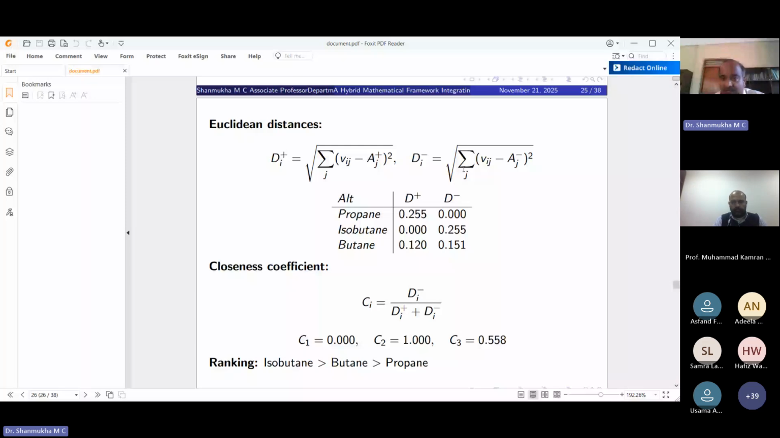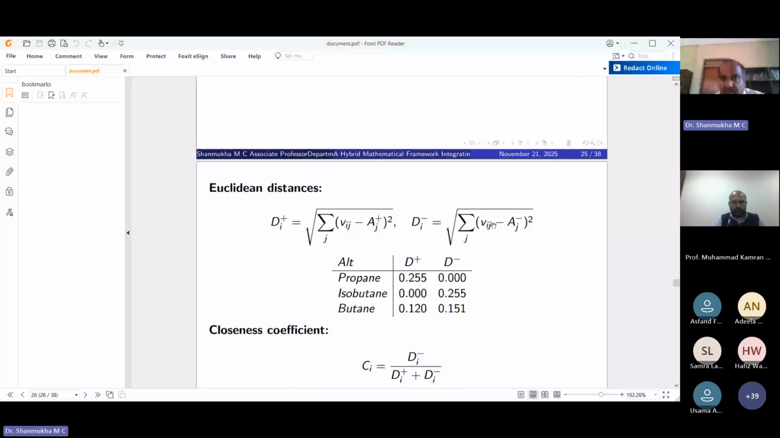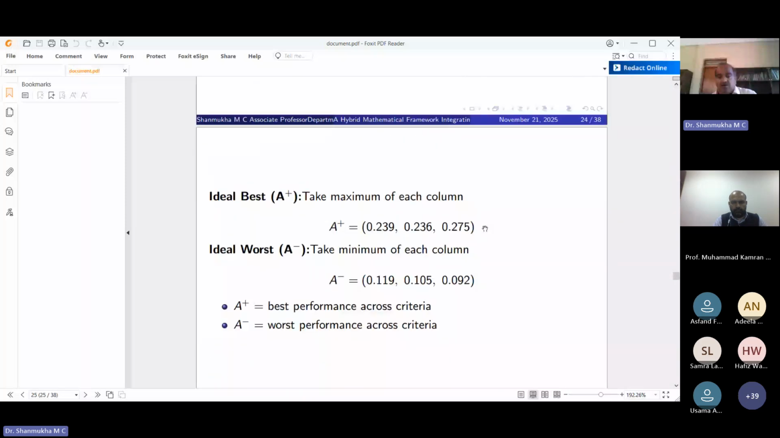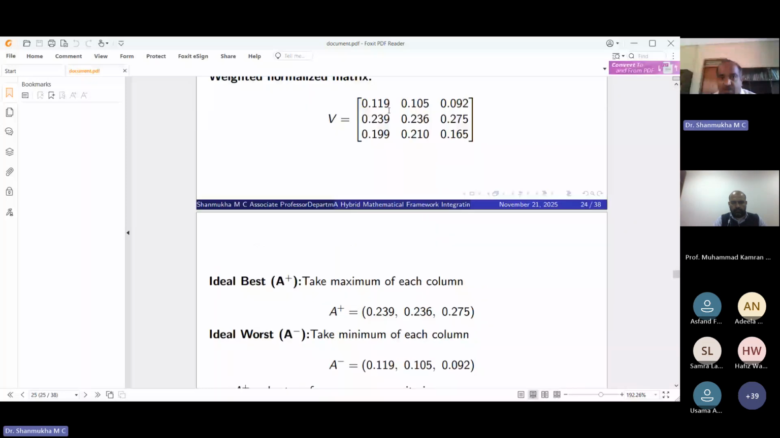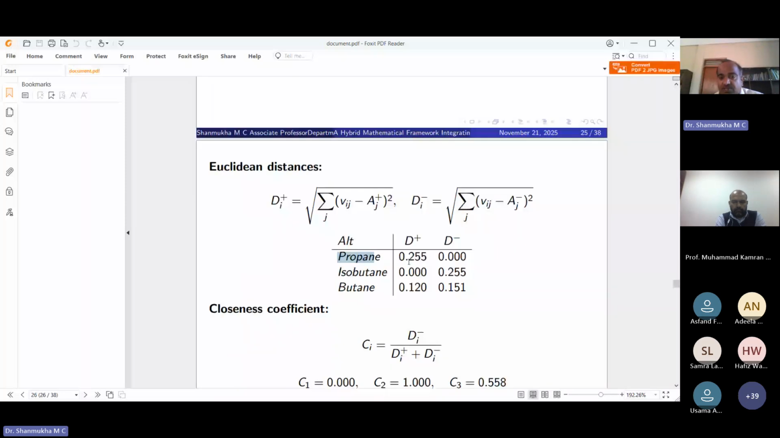For Di minus, here also we use the same procedure with the ideal worst. So now square root of 0.119 minus 0.119 whole square, then 0.105 minus 0.105 whole square, 0.092 minus 0.092 whole square. So the value of D minus for the propane structure is equal to 0. Then in a similar manner, isobutane and butane.